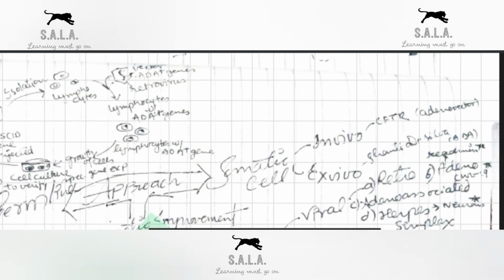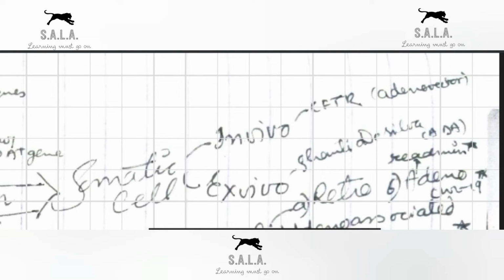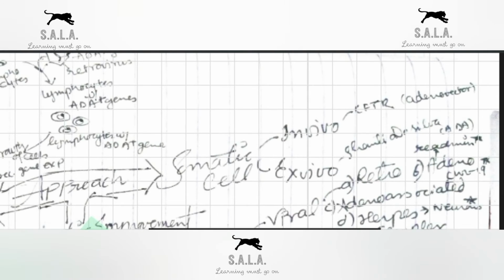If you're going for in vivo, for example in the case of CFTR, the cystic fibrosis transmembrane regulator, when it gets defective, you use an adenovector, and that helps the cell so that chloride is not deposited in excess, and the balance, the homeostasis, is maintained.